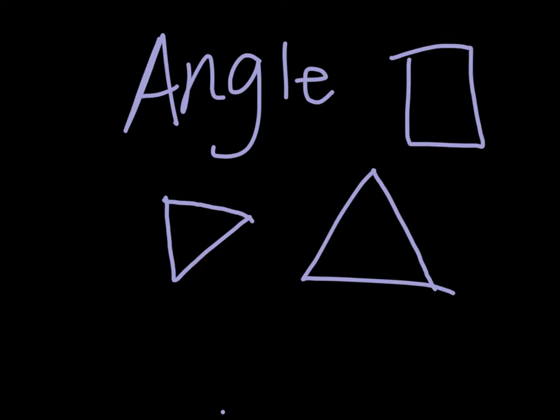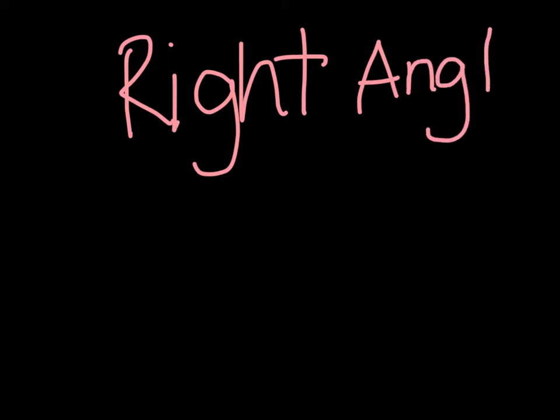In the shapes we're going to be learning about in our geometry unit, you're going to hear me talk about three different specific kinds of angles. The first angle I'm going to talk about is a right angle. What you need to know about a right angle is that it's a perfect square. So when the two lines meet, they meet at a perfect square.